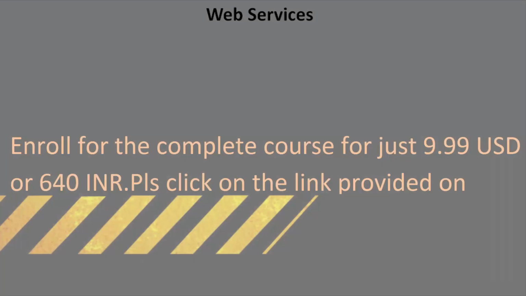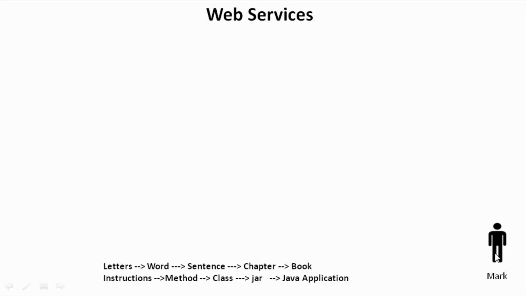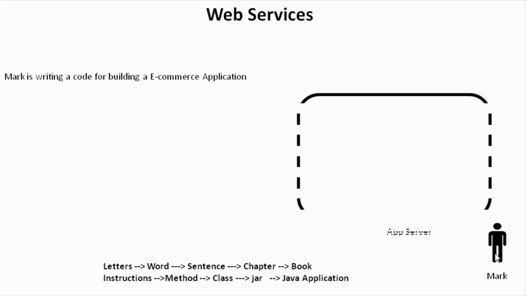Now there is this guy called Mark. Most of the examples going forward, I'll be taking around Mark only. So what he wants to do is build an e-commerce application, something like Amazon. He started writing code for building an e-commerce application. First thing Mark needs is an app server so that he can deploy that piece of code. So now Mark has an app server.